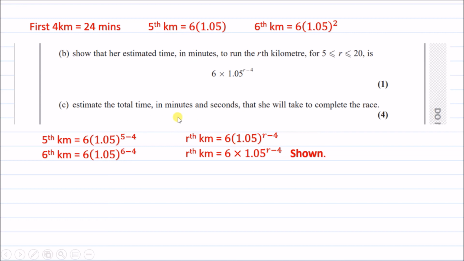Estimate the total time in minutes and seconds that she will take to complete the race. Okay, so this is kind of chilled. You just need to find the total time. And we know that it took her 20 kilometers, because that's what it said in the beginning of the question. And we know the first 4 kilometers was 24 minutes, and then the rest is given by this kind of equation, yeah? You just got to sum them up. So we say, alright, therefore, the total time is going to be the first 24 minutes plus the next 2 terms, 5th and 6th, plus all the way to the last part.